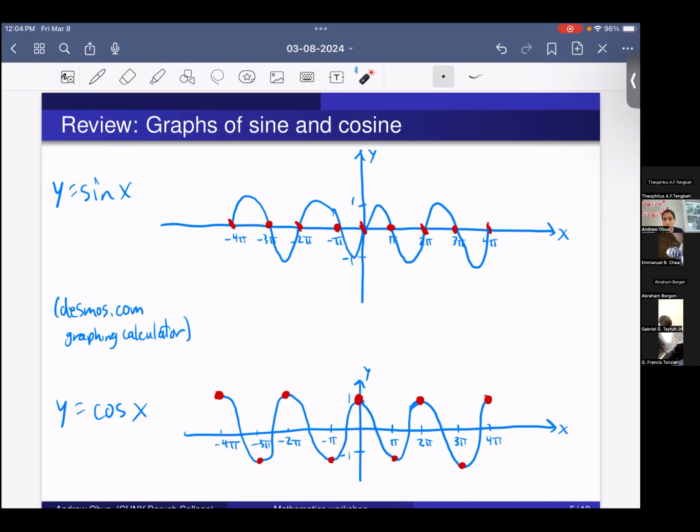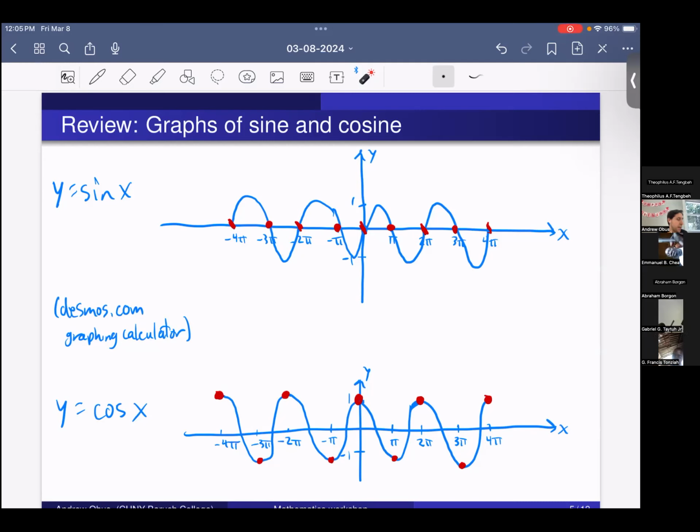Excuse me, Doc. Yes, Emmanuel. So at this junction, where can we identify the period and the amplitude? Right. I haven't mentioned amplitude yet, so I'll talk about amplitude in a little bit. Right now we're only talking about period.